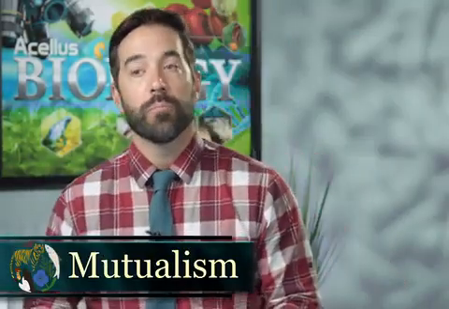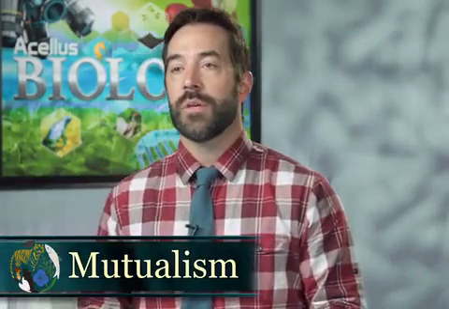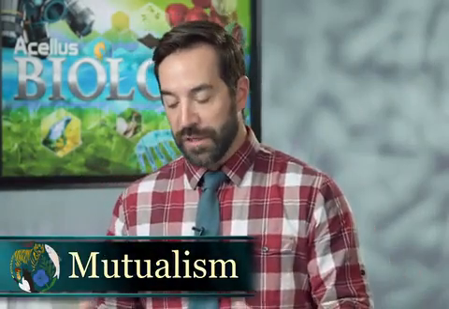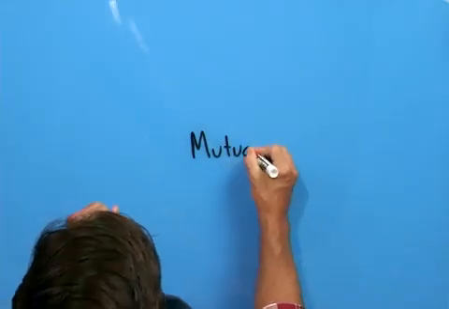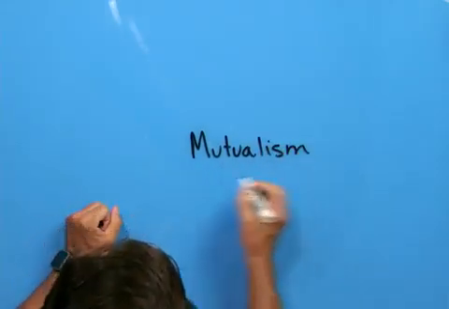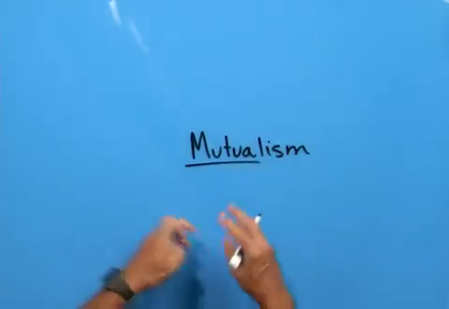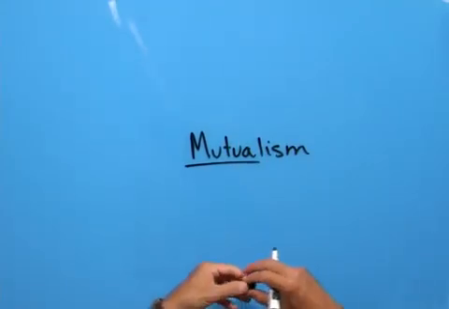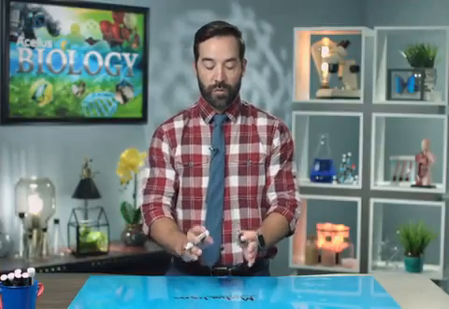So the first one we're going to look at is what's called mutualism. Mutualism is where both species in the relationship benefit. So I call this a win-win, okay? And if you look at the term mutualism, I always try to remind my students, mutual, it is mutually beneficial, okay? It is good for both of these.